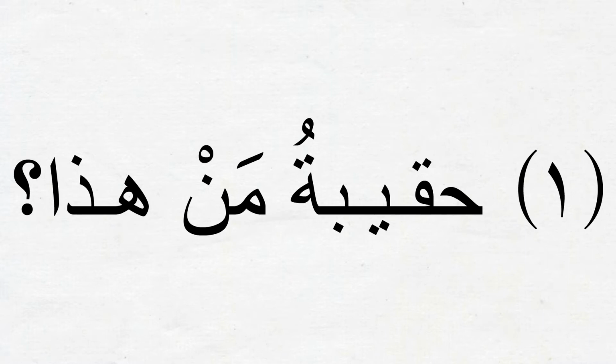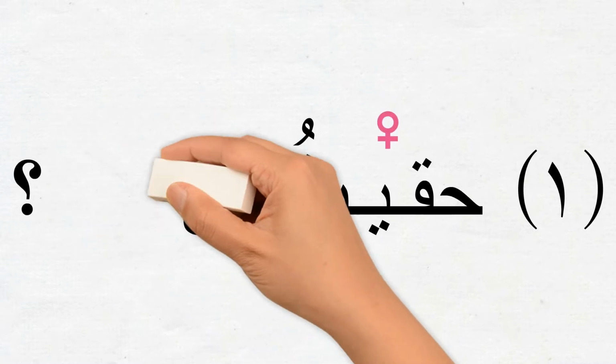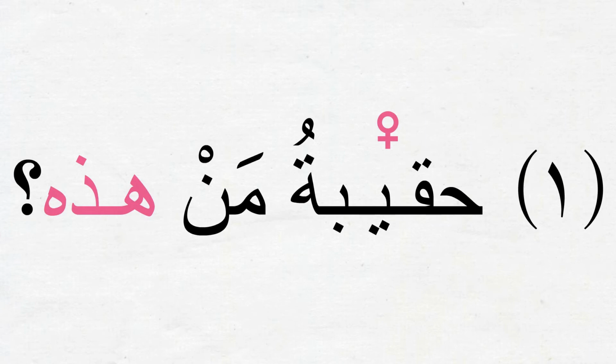حقيبة من هذا? What do you think is wrong with this sentence? The ism حقيبة is mu'annath, right? Therefore, we should use the ism هذه along with it. So the sentence should be حقيبة من هذه? Whose bag is this?